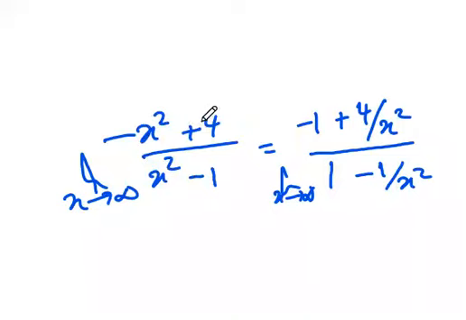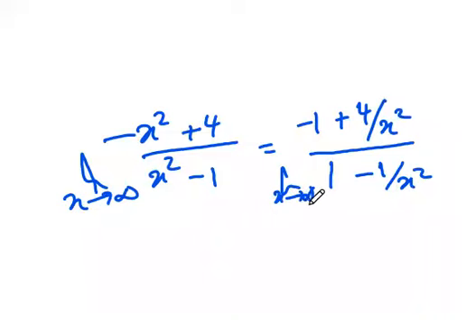So you can divide both numerator and denominator by x squared, then this term becomes minus 1, then 4 over x squared, and you divide the denominator function by x squared. Then when you divide this thing by x squared, this becomes 1, then this becomes 1 over x squared.